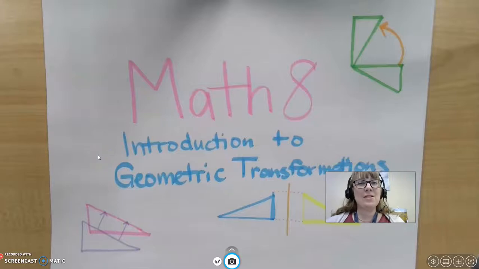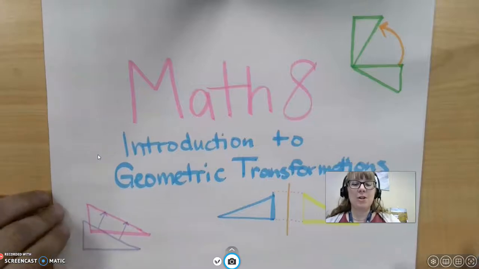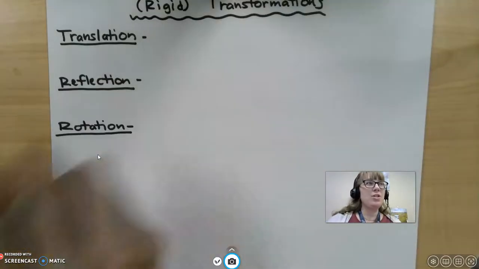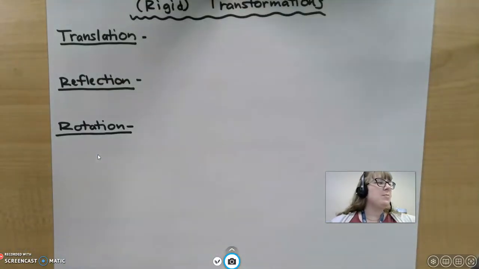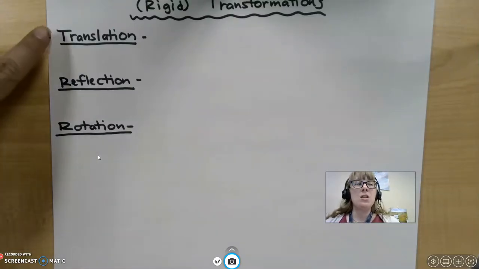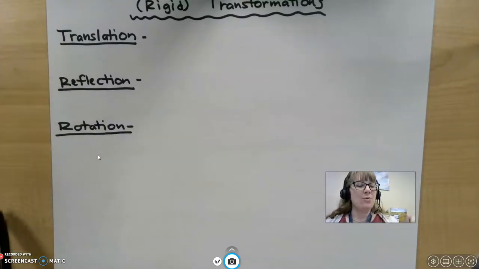Hello, Math 8 students. This is a brief introduction to geometric transformations. We're going to be talking about three different transformations today. We call them rigid transformations, and we'll explain a little bit more why we call them rigid transformations, but the rigid transformations include translation, reflection, and rotation.